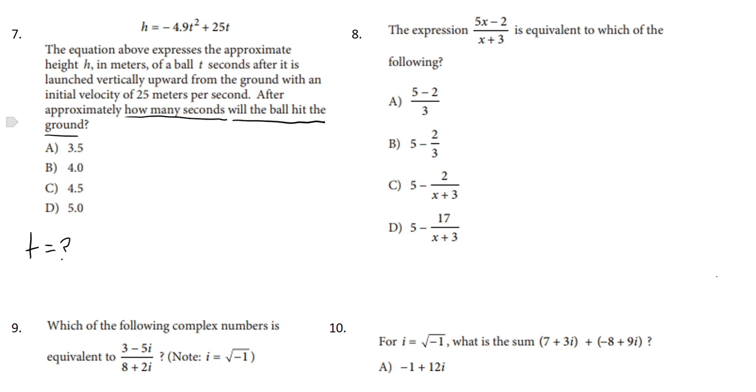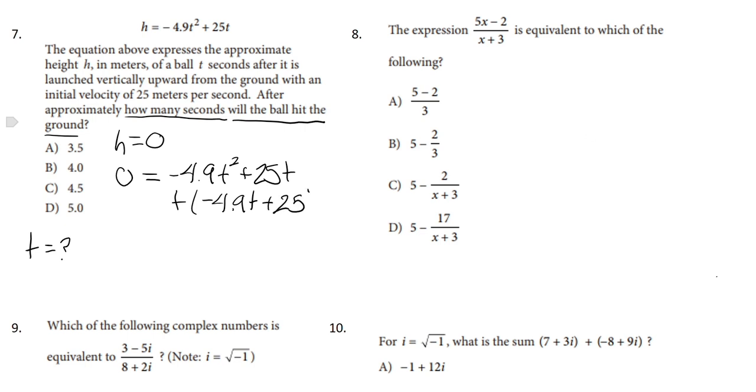So we have to think about what the height of the ball would be when it hits the ground. That means that the height has to be 0. So instead of h, we can plug in 0 for h. And we'll get 0 equals negative 4.9 t squared plus 25t. We have to see what these two terms have in common. They both have a t in common, and we'll be left with t times negative 4.9t plus 25, and this is still equal to 0.